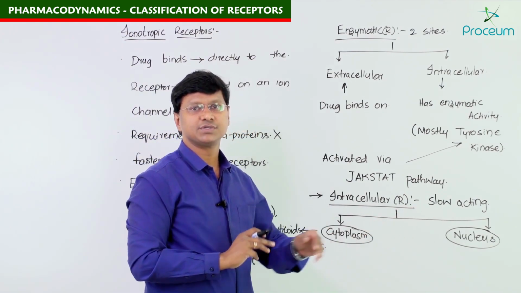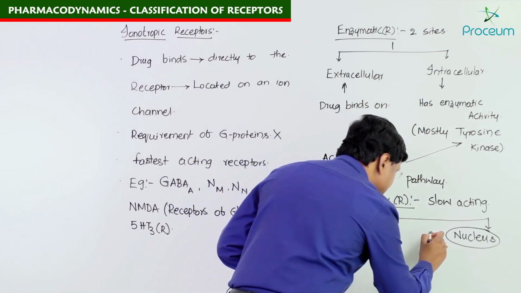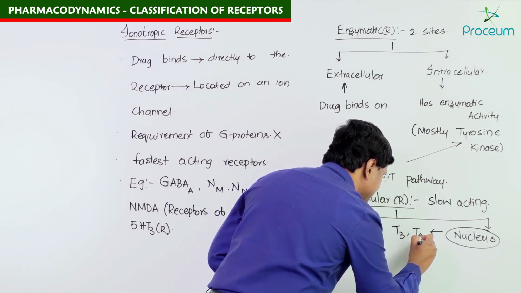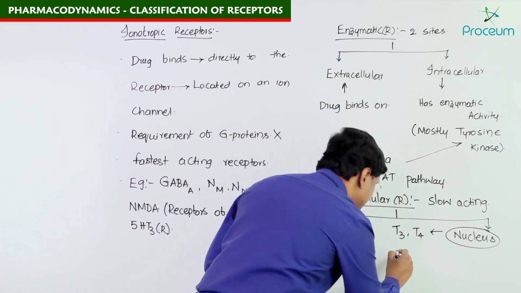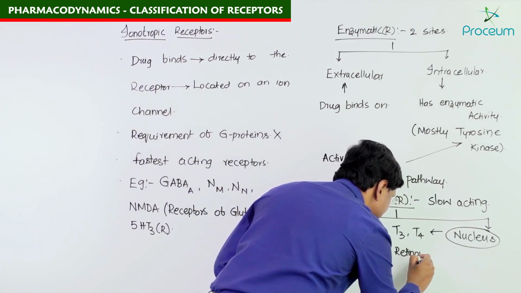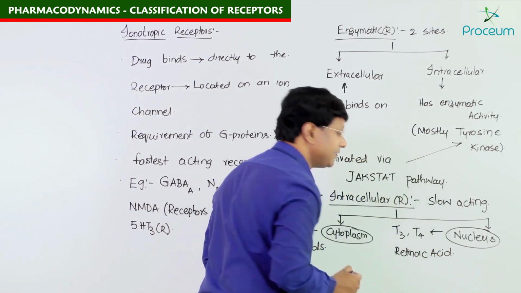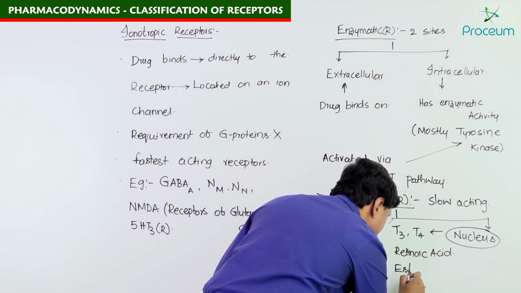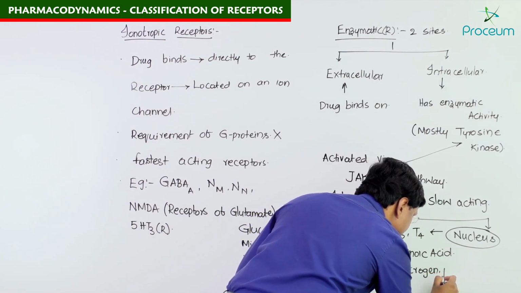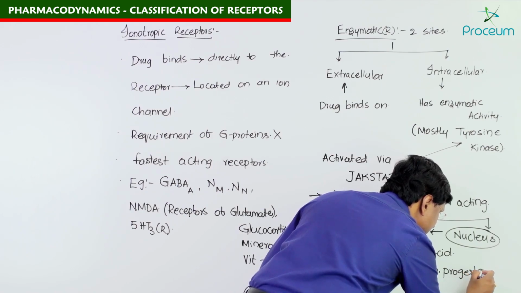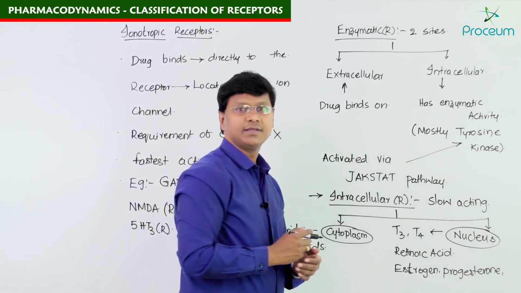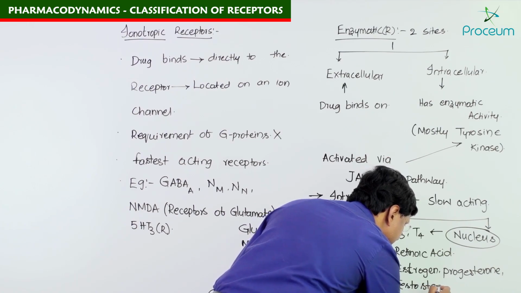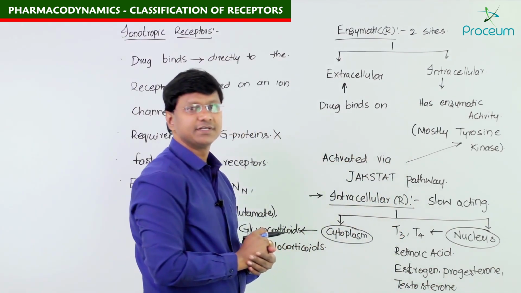Now, the receptors which are present within the nucleus include the receptors for the thyroid hormone, that is T3 as well as T4, then the receptors for retinoic acid, then the receptors for estrogen, then the receptors for progesterone, and then the receptors for testosterone.